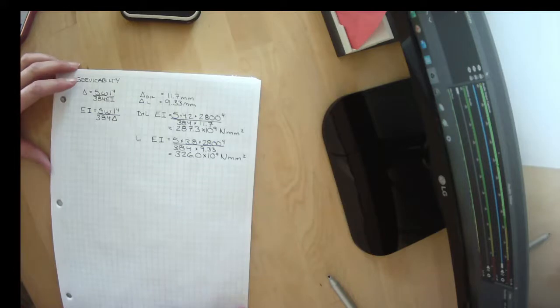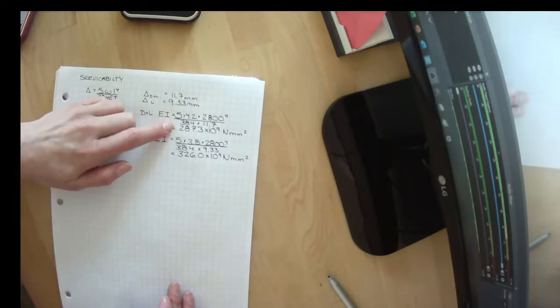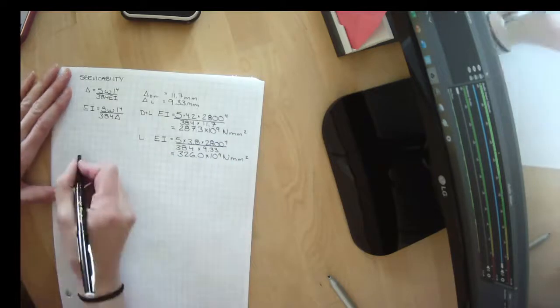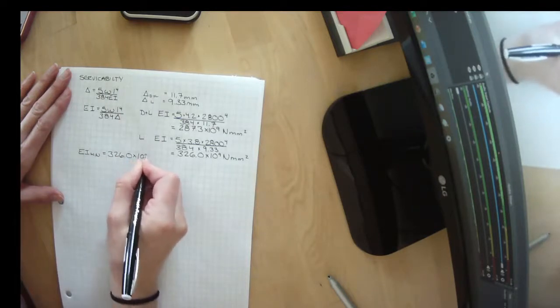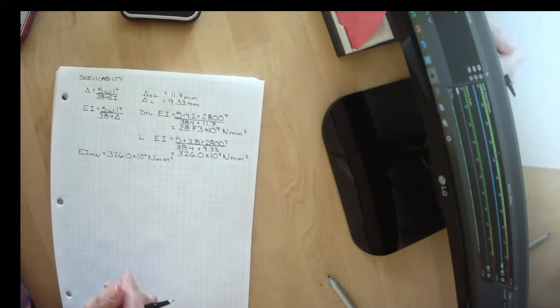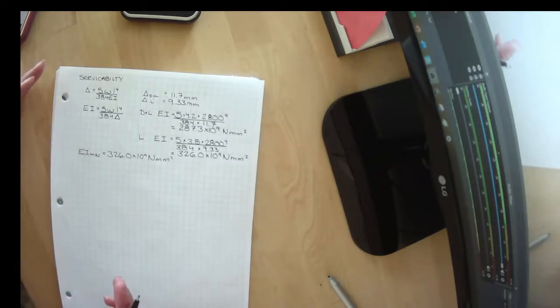So I need to know that MR is greater than MF, VR is greater than VF, and that my EI actual is greater than my EI allowable. So these are the minimum. This is what I require. I require an EI of this. Well, this is greater than this. If these are the minimums I need, it wouldn't include this if I said this was my minimum. But if this is my minimum, I will capture that. So the minimum EI I need, EI min, is 326 times 10 to the 9 newton millimeters squared. So that seems to be all the criteria I have, but I've calculated MF and MR, VF and VR. I've calculated the EI minimum that I need, but I don't know what EI actually is.